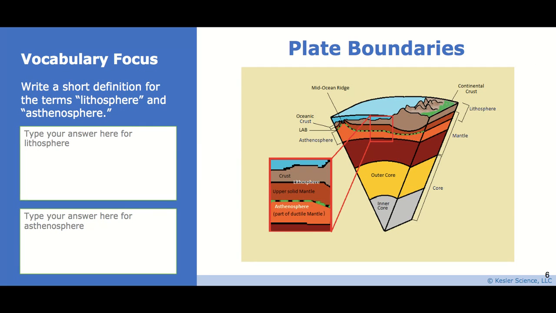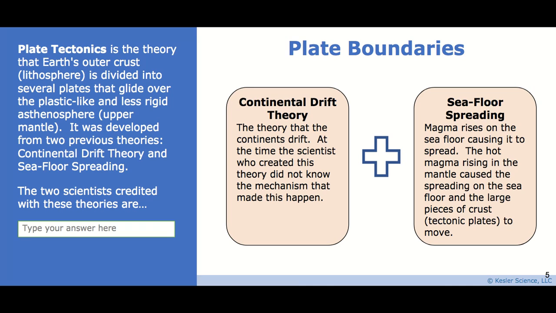Now, this slide asks you to give a couple definitions. So write a short definition for the term lithosphere and asthenosphere. So the lithosphere, if you would recall, is the outer crust of Earth. So it's Earth's outermost crust, but not the continents and not the ocean. So it's the crust that is underneath of the ocean and our land masses, known as continents.